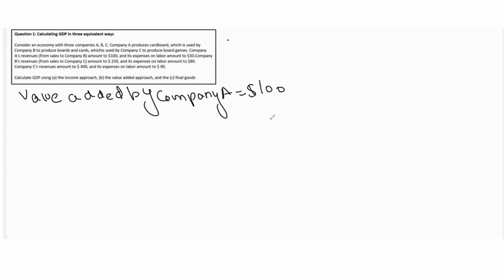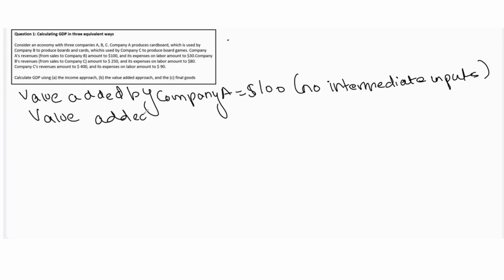So if we apply it to this, we can see value added by company A is $100. It is just the $100 worth of cardboard it produces, right? Because it has no intermediate inputs. So its value added is just the value of its own production, no intermediate inputs. So now we can see value added by company B.